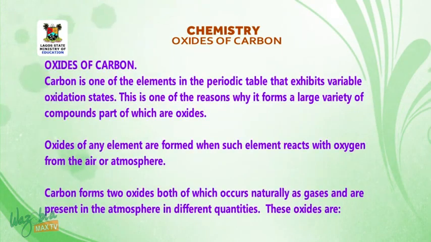Carbon is one of the elements in the periodic table that exhibits variable oxidation states. This is one of the reasons why it forms a large variety of compounds, part of which are oxides. Oxides of any element are formed when such element reacts with oxygen from the air or atmosphere. Carbon forms two oxides, both of which occur naturally as gases and are present in the atmosphere in different quantities. These are the two oxides.